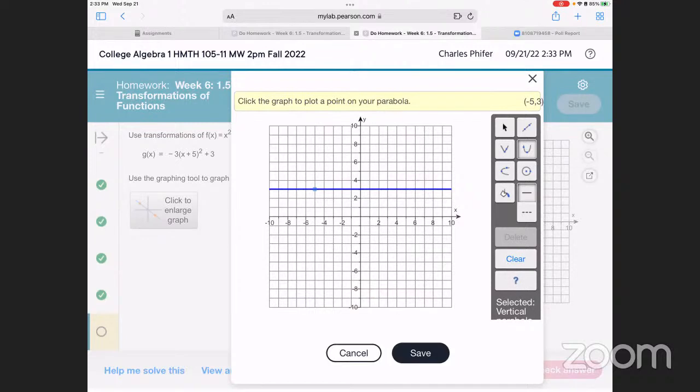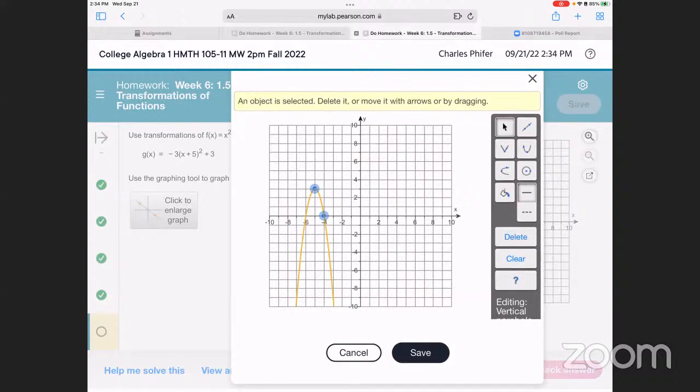So when x is -4, I'm just going to find the corresponding y. When I plug in -4, -4 + 5 is 1. 1 squared is 1. 1 times -3 is -3. -3 plus 3 is 0. So when x is -4, the second point, we should have 0.